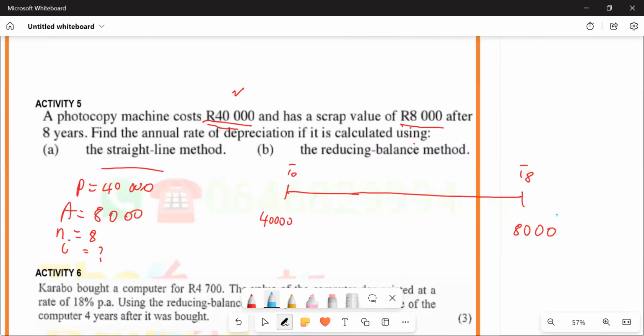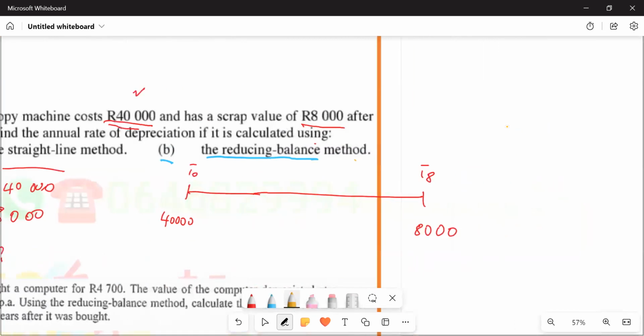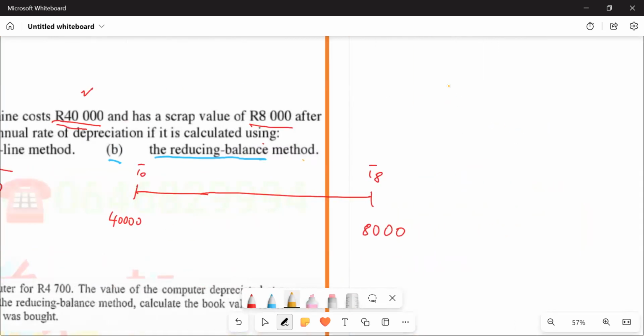Okay, for number B, they say we should use the reducing balance method. So what is the reducing balance method? The reducing balance method is a different formula from that of the straight line. So what are we going to have for this one? We're going to have A equal to P(1 minus i) to the power of n. And guys, the minus, how many of you have made that mistake? You saw it. It's not as if I'm lying, guys. It's a serious challenge, so you need to make sure you remember.